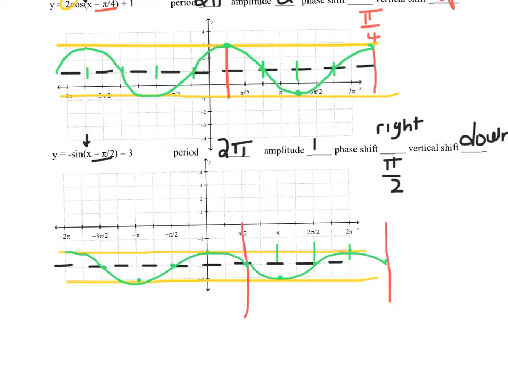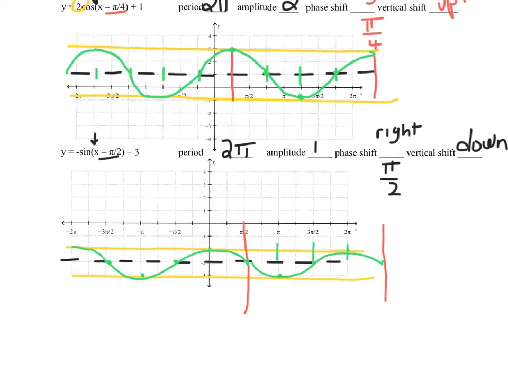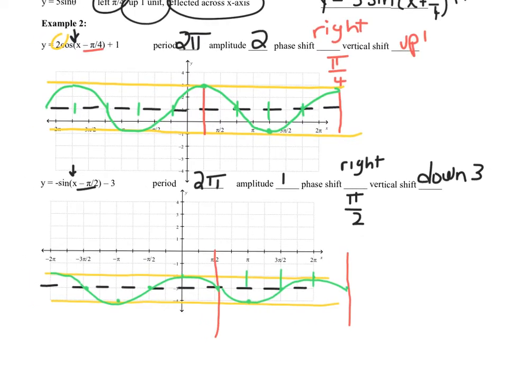Okay, so that's how you do the phase shift. So start where your vertical shift is. Sometimes it's not shifted at all. So make that a dashed line or a different color. Then apply your amplitude, so go up and down from here. Start your phase shift, and then do one cycle, and then copy it over on the other side.